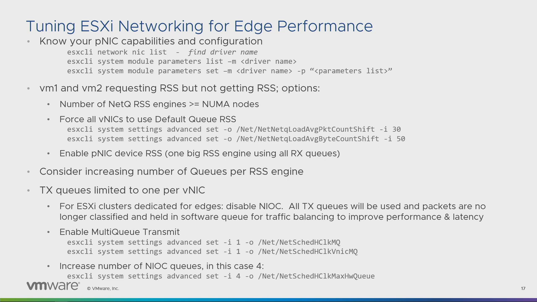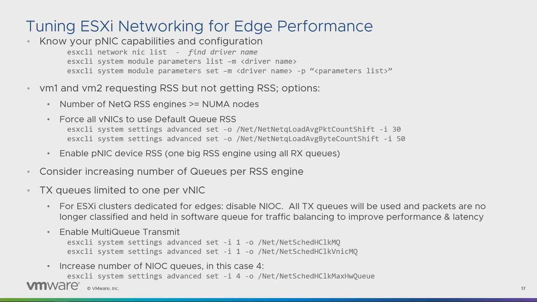Okay? Now, let's say you don't have enough RSS engines. What can you do? Remember, there is a 2 megabits per second or 2,000 packets per second threshold, right? That moves traffic out of the default queue. What we can do is raise that threshold to a number that is so high that it will never be met.